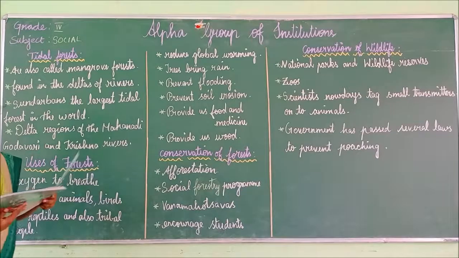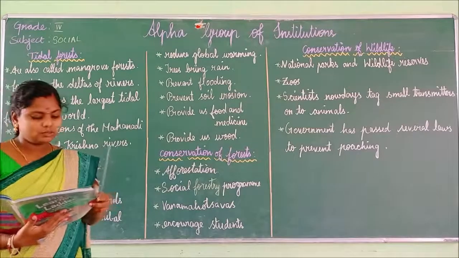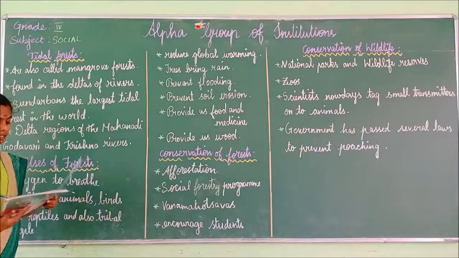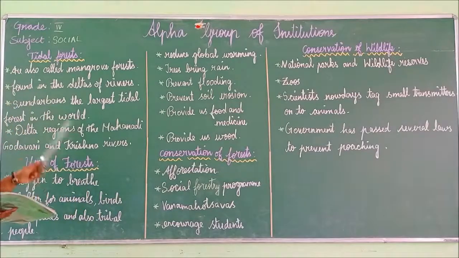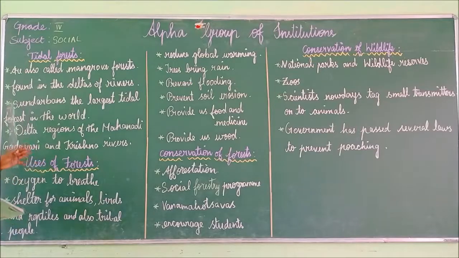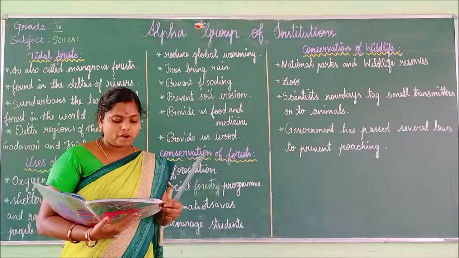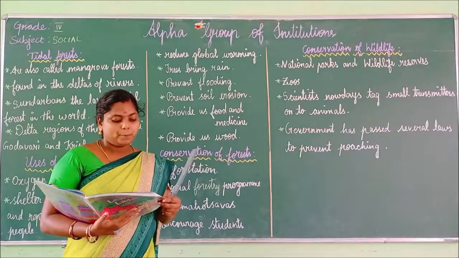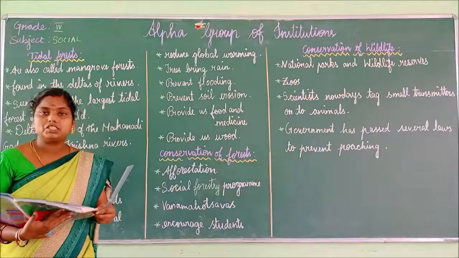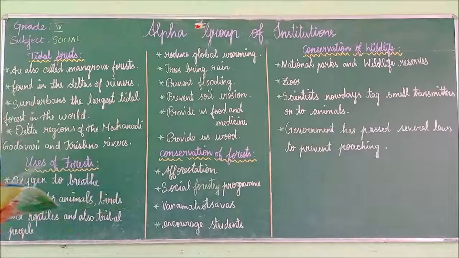It gets its name from the Sundri tree that is found in this forest. This Sundari tree is very popular, and from it the Sundarbans get their name. Tidal forests are also found in the delta region of the Mahanadi, Godavari and Krishna rivers.